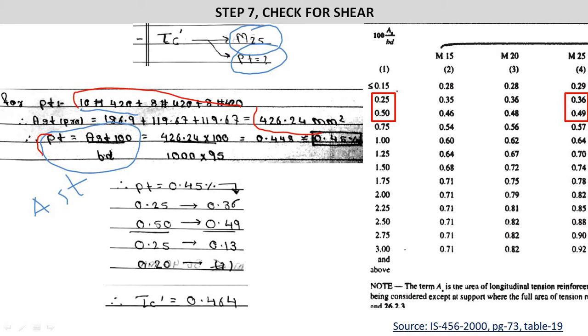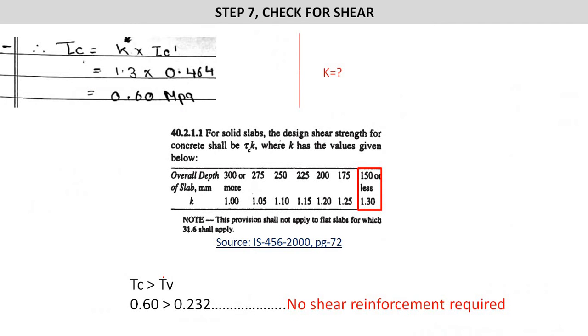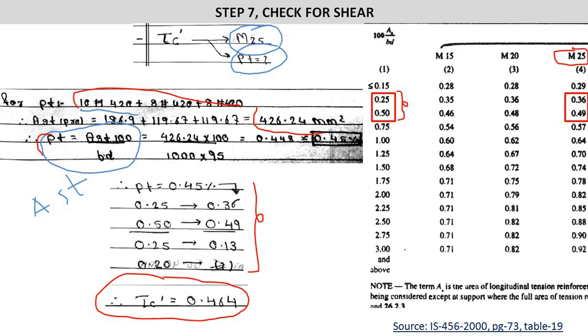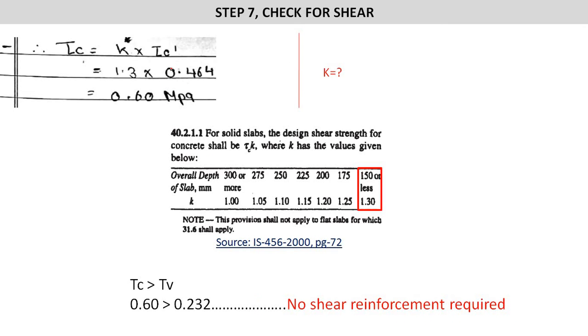At that, the value comes between 0.25 to 0.5, so we have to interpolate and see the grade of concrete. The grade of concrete is M25. After interpolating it, you will get the value of tau c dash as 0.464. Now next, we have to find tau c. So tau c is equal to k into tau c dash. We have already calculated tau c dash over here, so the tau c dash value is 0.464.